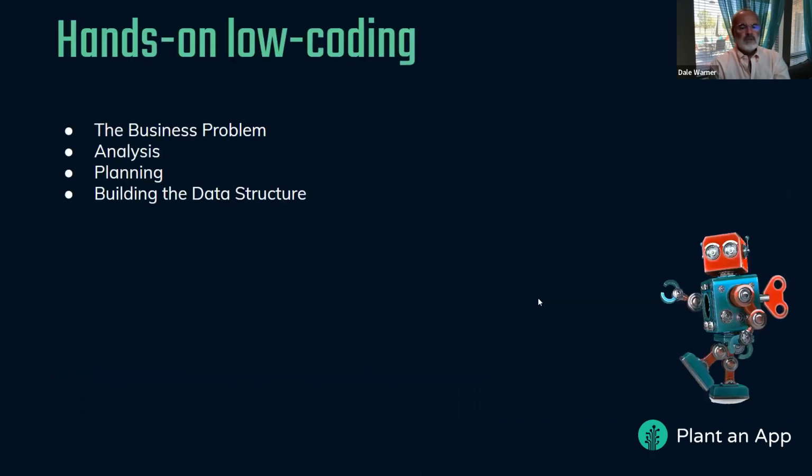So the premise here is that we're going to be considering a new Plantin App project and automating it. The first steps are to get a good understanding of the business problem, and then we have to do some analysis and planning before we even open up Plantin App and start doing the work. So that's our premise. Is there anything you would add to that? No, I think so, no.